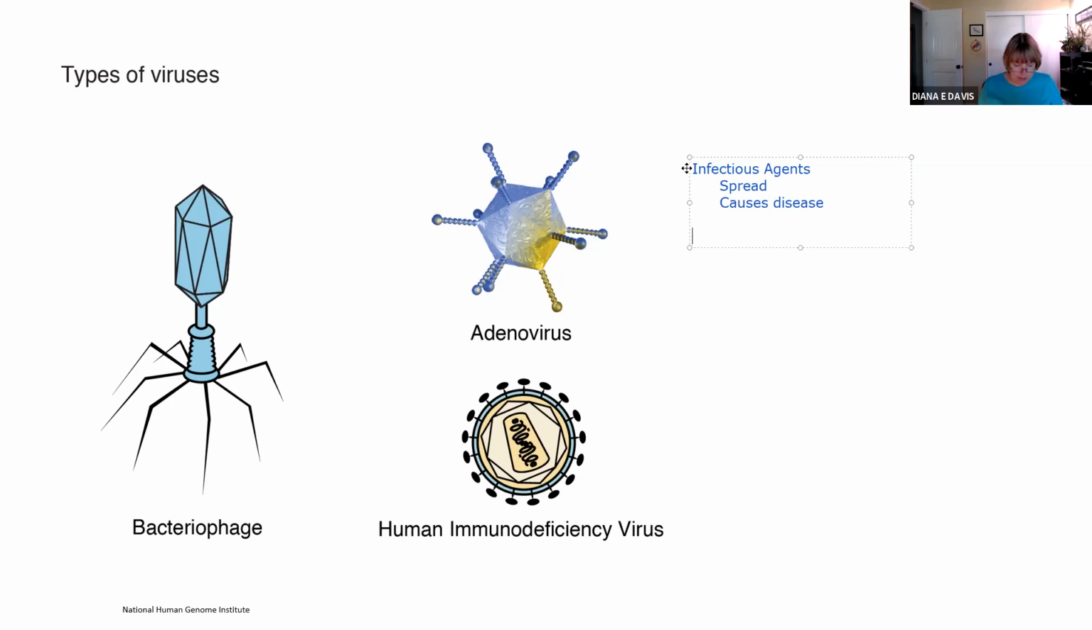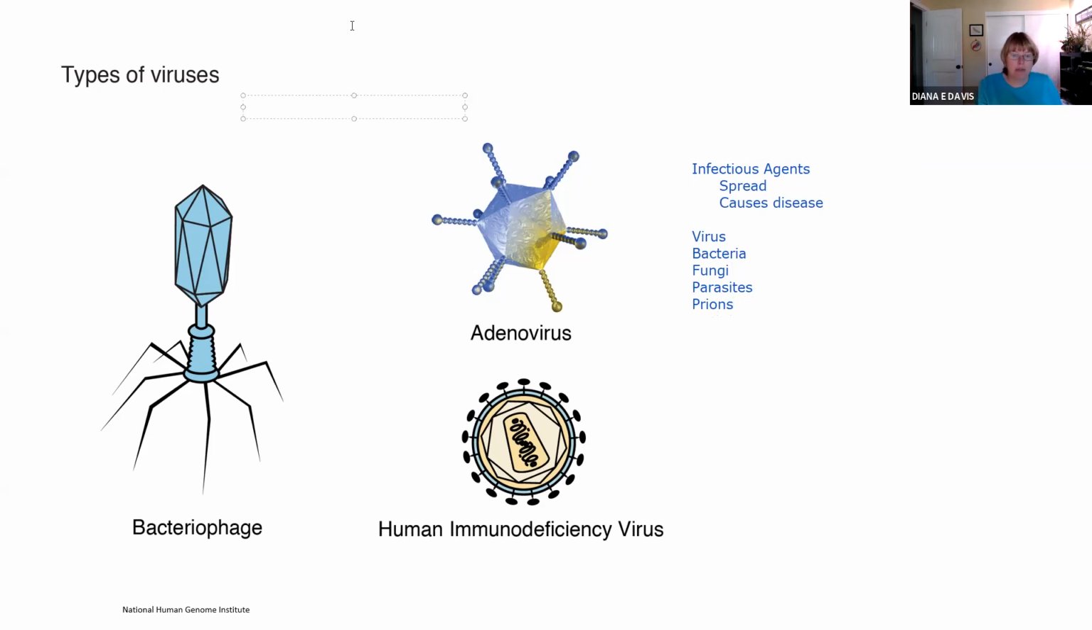And our list of infectious agents are viruses, bacteria, fungi, parasites, and prions. And I'm going to talk about these one at a time. And I'm just going to give you a little overview of what these different categories are.